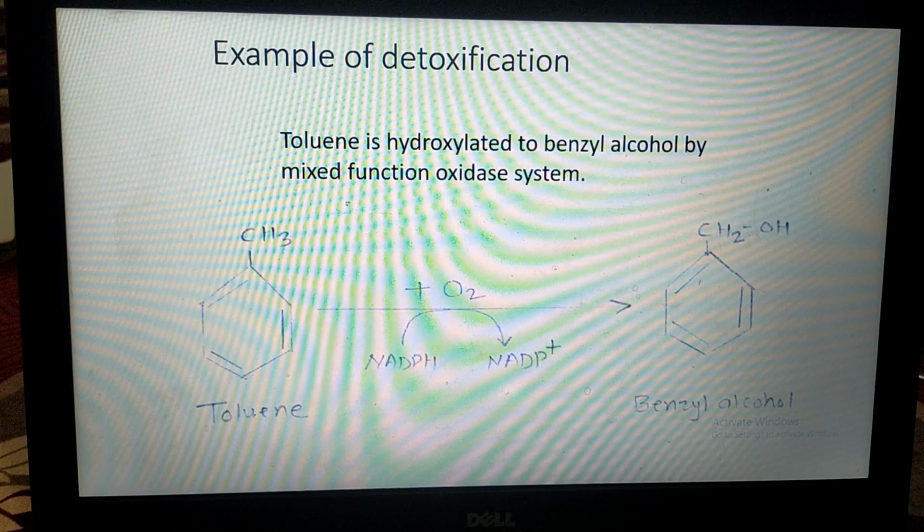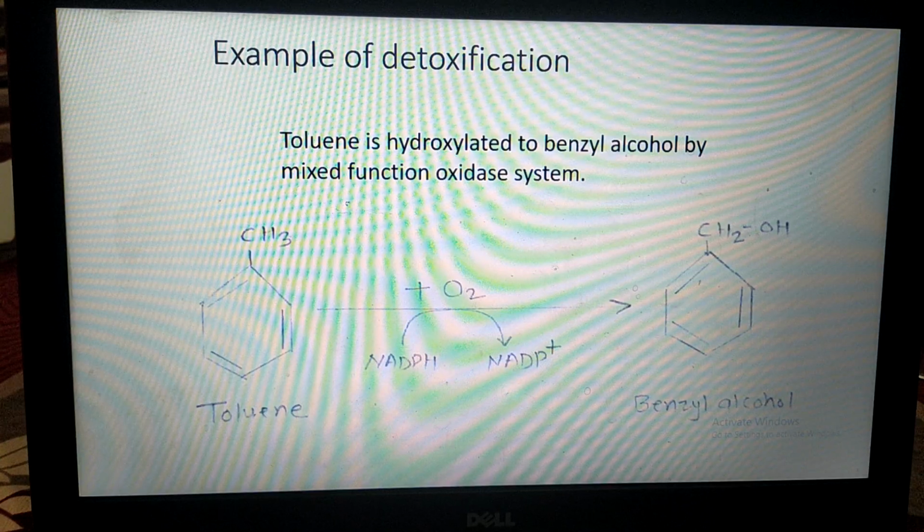Now this is an example of detoxification. If you see in this reaction, the toluene, which is hydrophobic, gets converted into benzyl alcohol with the help of molecular oxygen and NADPH. Now this benzyl alcohol is partly hydrophilic because of the presence of the OH group, so it can be removed from the body through excretion in urine.